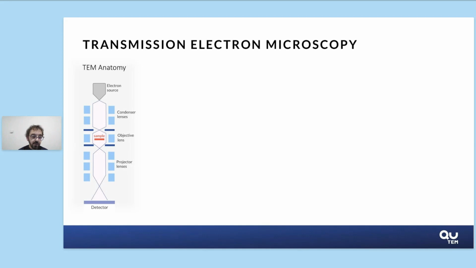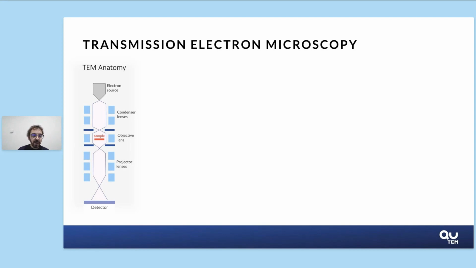The reason why we are using electrons instead of light, of course, is because electrons can have way shorter wavelengths than that of light, so you can see subvisible particles, basically. That's the whole idea of electron microscopy.